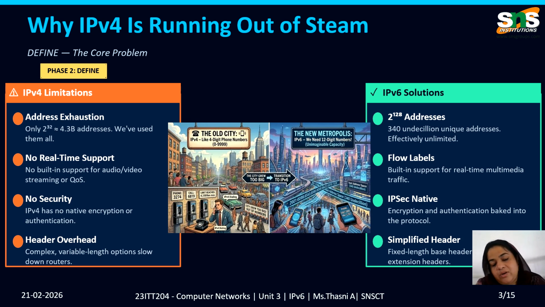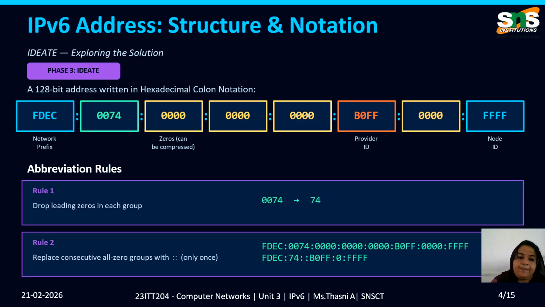So here we have 340 undecillion unique addresses, effectively unlimited, with flow labels giving built-in support for real-time multimedia traffic. IPv6 has native encryption and authentication baked into the protocol. And we have a simplified header, fixed length, with extension headers.